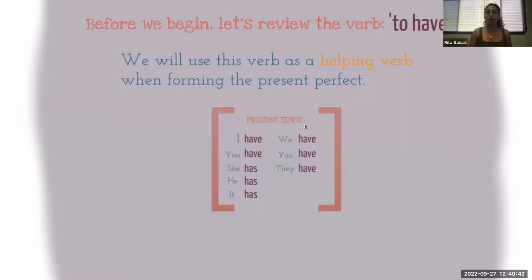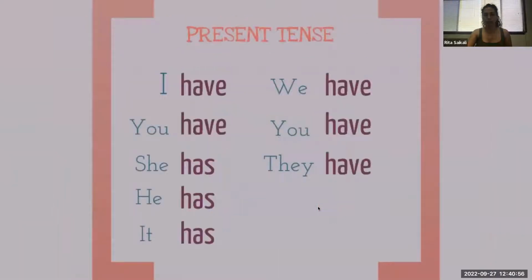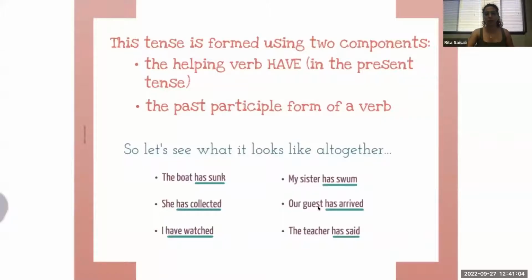This is why it is, again, in the present, because the verb to have is in the present. And what this verb is doing, it's helping the other verb. It's giving us more information, okay? So we will use this verb as a helping verb when forming the present perfect. Cool? We're good? Okay. So again, I have, you have, they have, and so forth. All right, any questions so far?